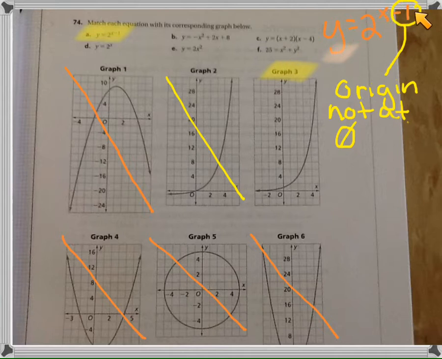This negative 1 tells you that the graph cannot have a y-intercept at the origin because it moves everything up 1, meaning it can't be graph 2. And the format of this equation shows you it's exponential, meaning it cannot be any of these other 4 graphs, leaving it to be graph 3.